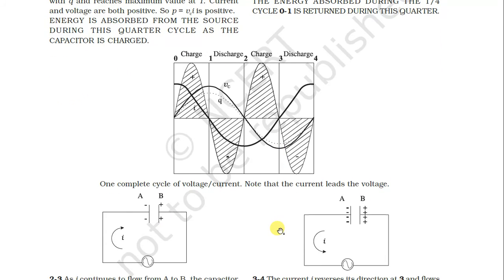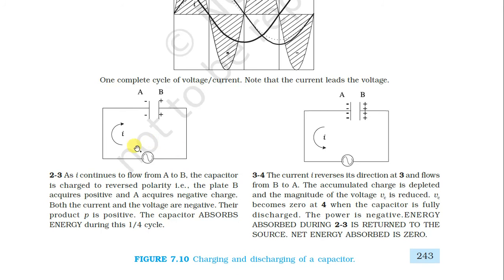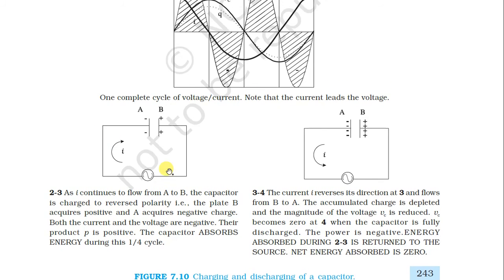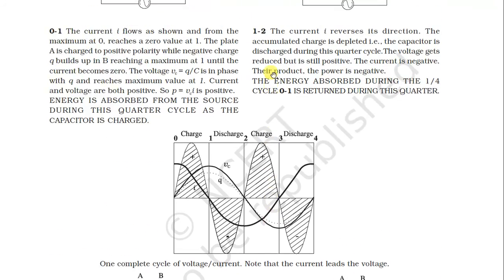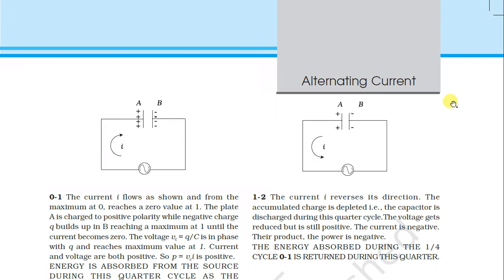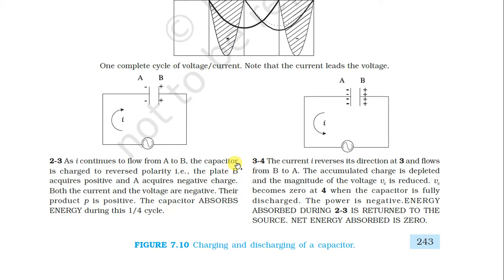After that comes the third figure. See here, as I continues to flow from A to B, the capacitor charges to reverse polarity. First of all we have a positive charge here, but when it is continuously charged, the polarity changes. So plate B acquires the positive charge, and A acquires the negative charge.